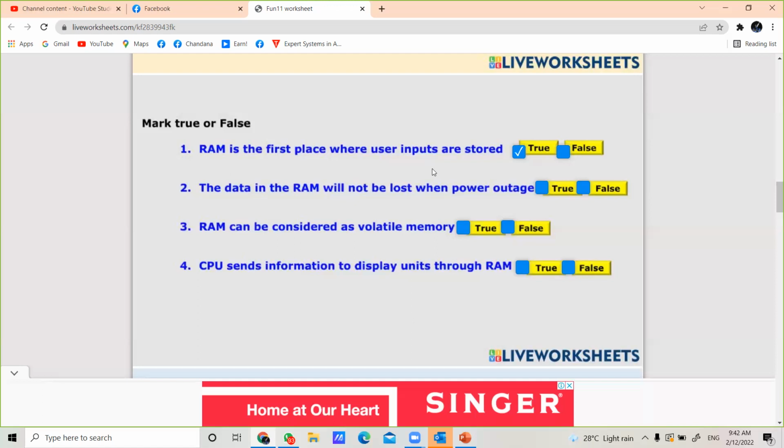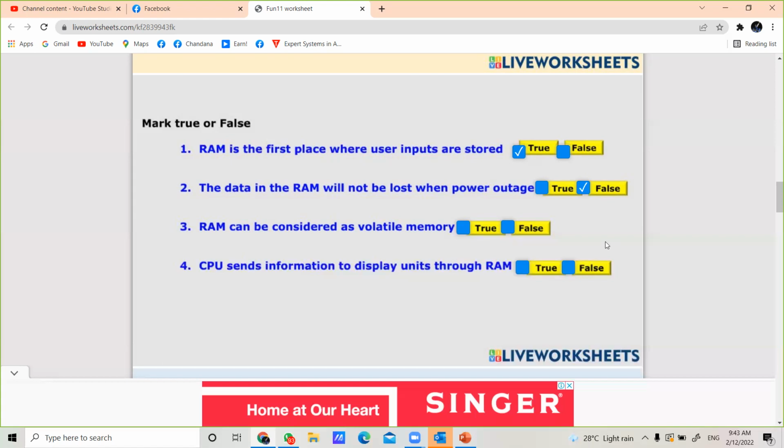And look at the second one. Second statement: the data in the RAM will not be lost when there is a power outage. Right. That second point that we already learned, the RAM is a volatile or temporary memory. The data is available only while the power is on. If the power is there, then only the data is in the RAM. Therefore, the statement that the data in the RAM will not be lost is false. It will be lost.